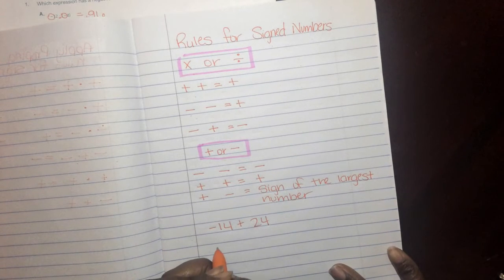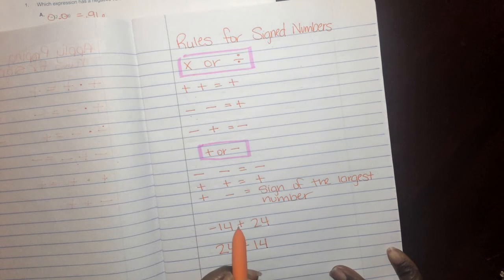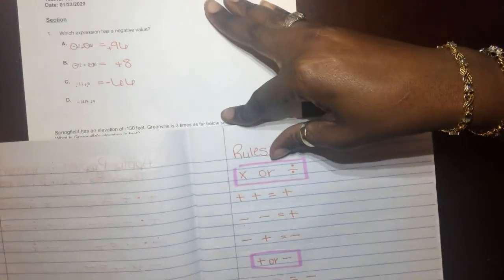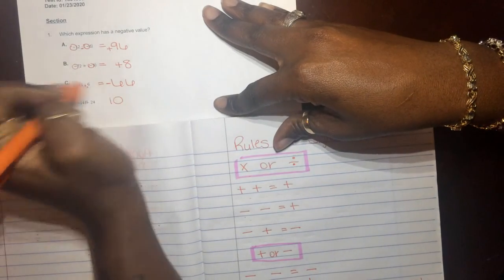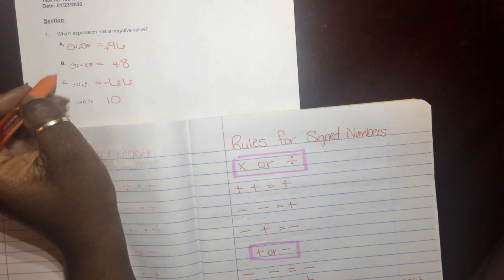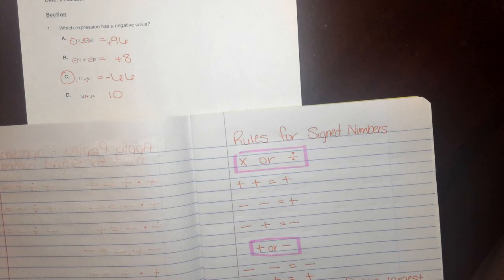I am going to say 24 minus 14. And so you'll notice that this was a positive 24, which is still a positive 24, and we had a negative 14 here. So I've just switched it around so that it makes more sense. And so then our answer should be 10. And so where it asks us which expression has a negative value, then we should only have C as the only one with our negative value.